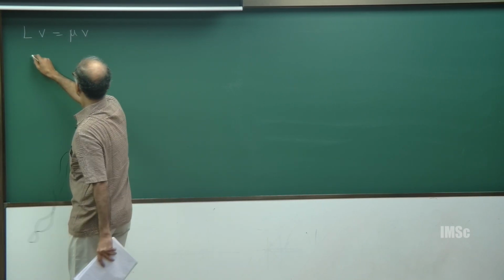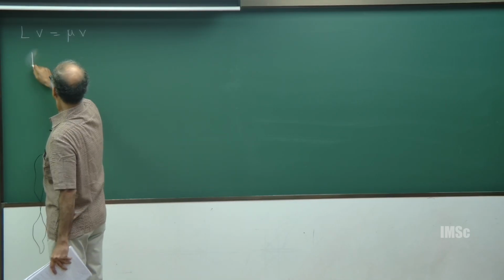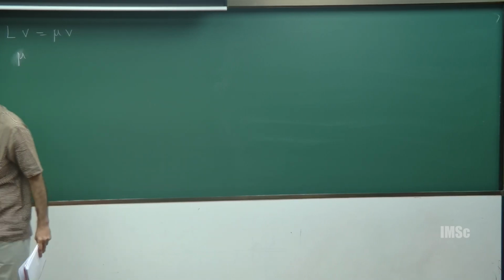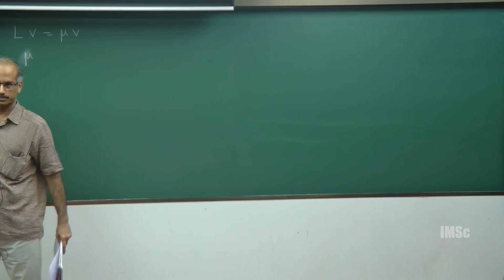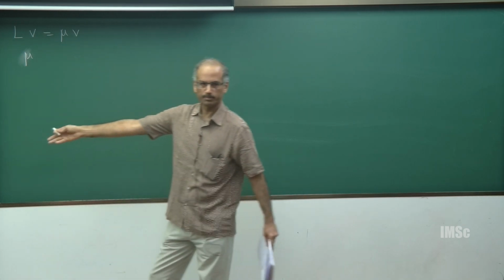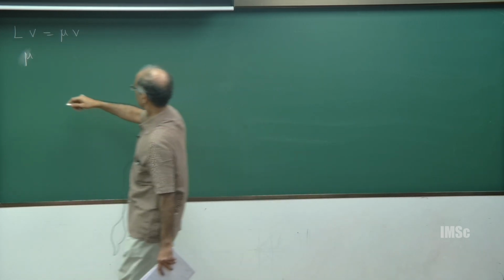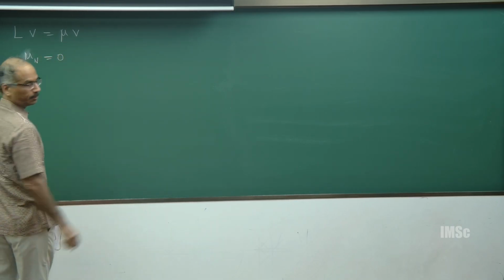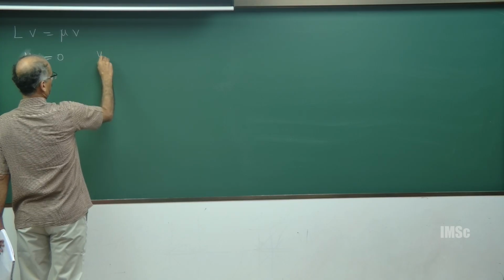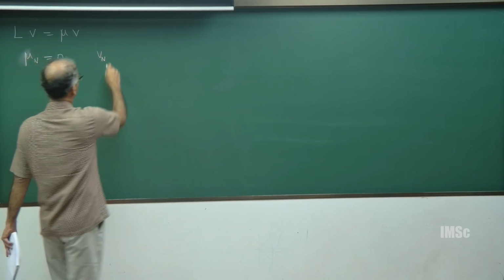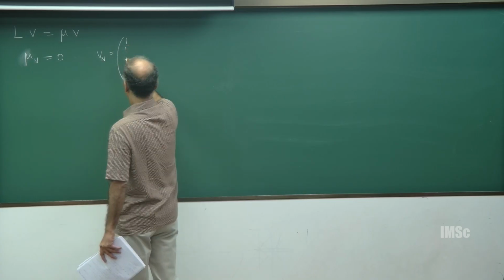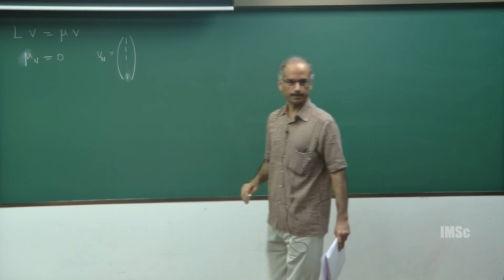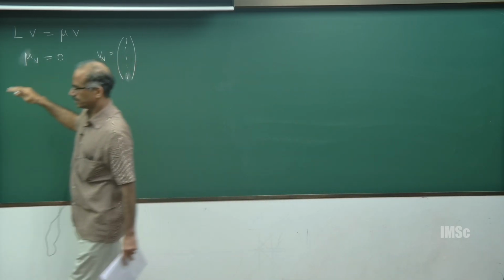In the way I have written, mu n is the smallest eigenvalue. I could have started from n and made mu 1 the smallest eigenvalue. It does not matter, but this mu n is guaranteed to be 0, and the corresponding eigenvector is just ones. All the elements are 1. This is very easy to see.